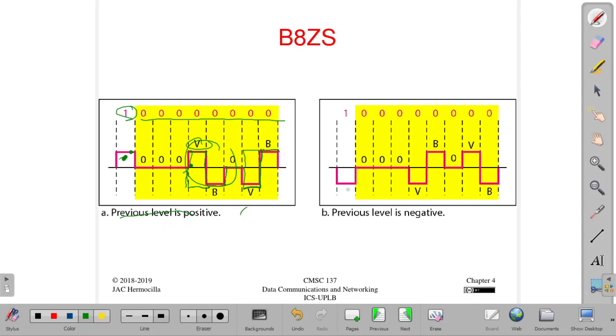The same with this example. Again, we are given a sequence of zeros, and the previous level is negative, so 000, violation. If there were no violation, the signal should be here, but since we have to introduce a violation, we put it down here and then put it here. The same with the other one. Supposedly it should be down here, but we need to introduce a violation, so we put it here. This is the bit pattern that will be sent across the link to represent this long sequence of zeros.